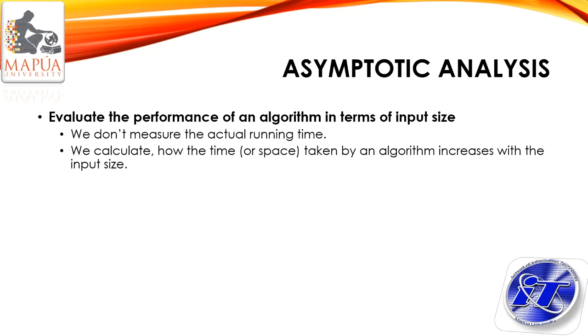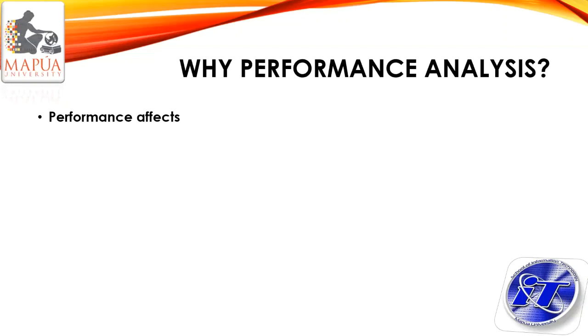In reality, we don't measure the actual running time, but instead, we calculate the number of steps, the number of spaces needed by the algorithm to perform the process. Okay, so that's asymptotic analysis. Determine the number of steps in processing to give us an output and determine the spaces needed in our memory in doing the process.